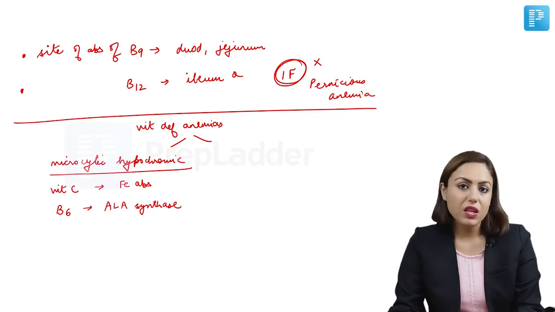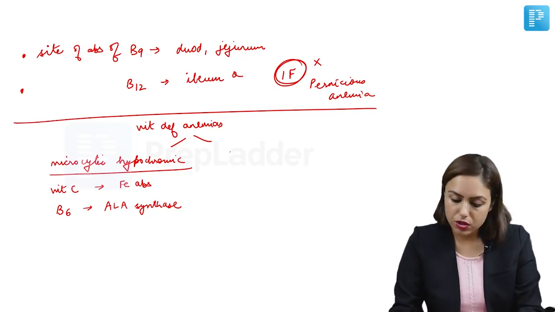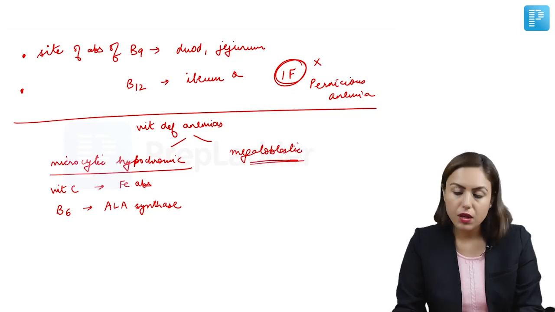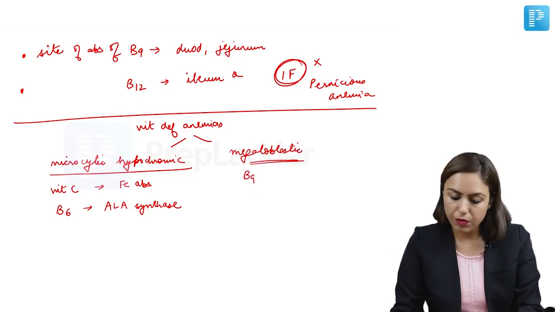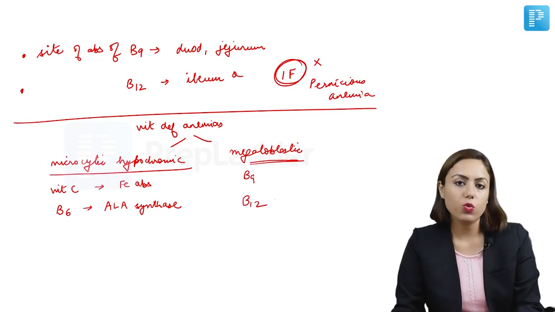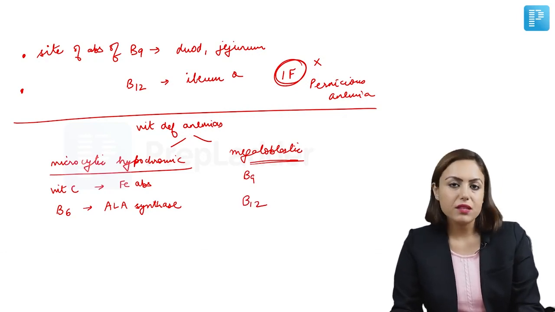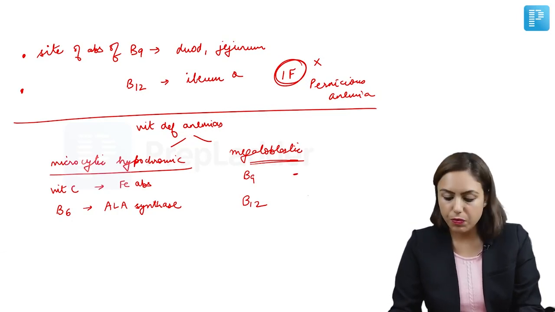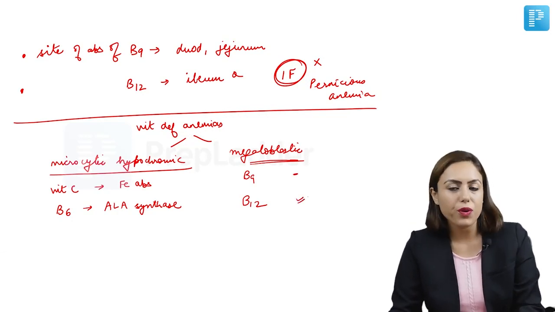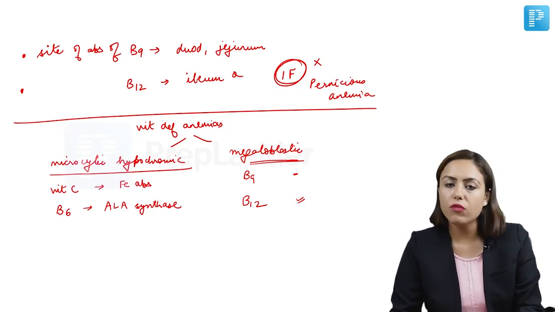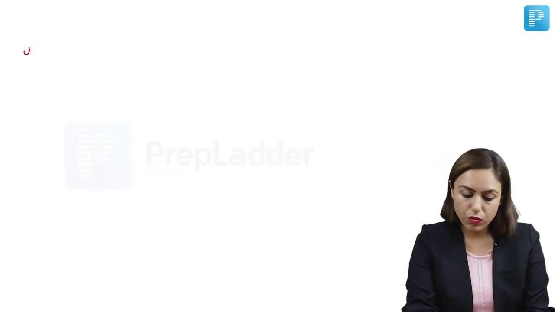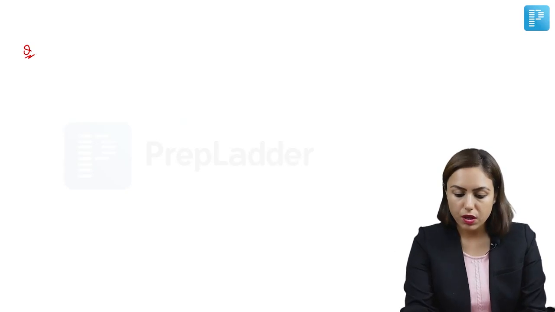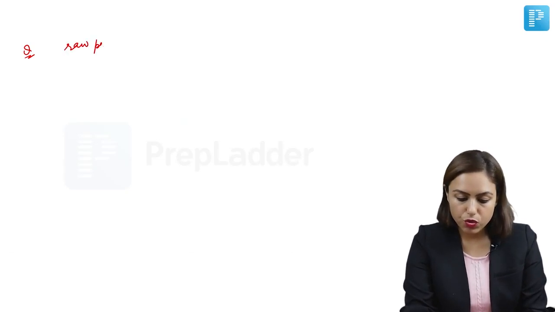Okay. Now the other anemia which can occur due to vitamin deficiency is megaloblastic anemia. This can occur due to vitamin B9 or B12 deficiency. Okay, and there are no neurological symptoms in B9 deficiency, but there is peripheral neuropathy which is progressive, that is found in B12 deficiency.